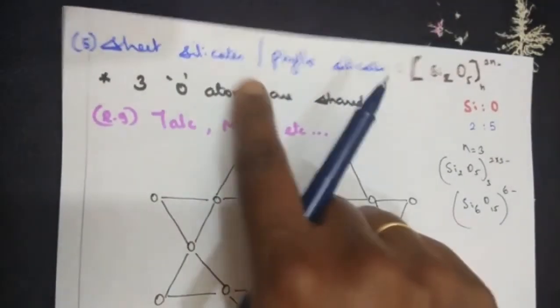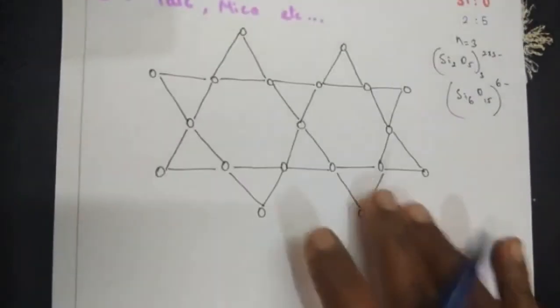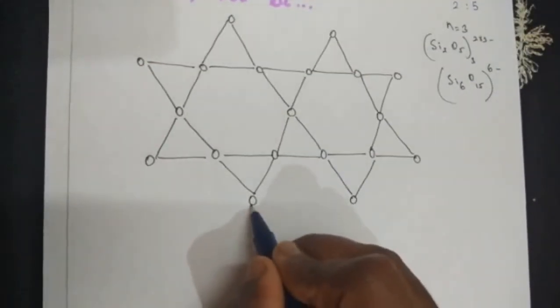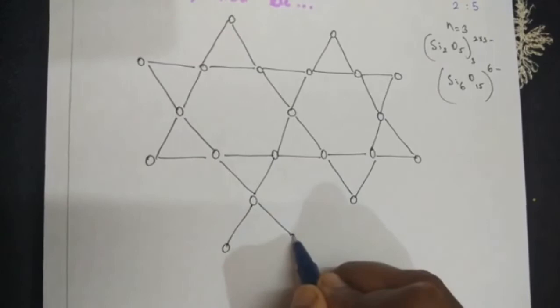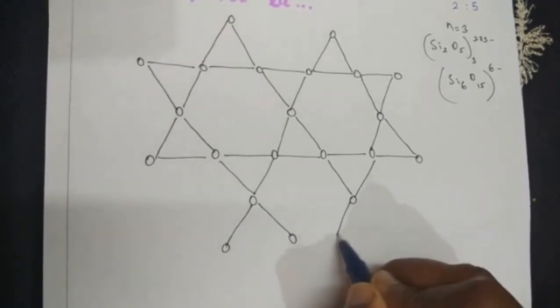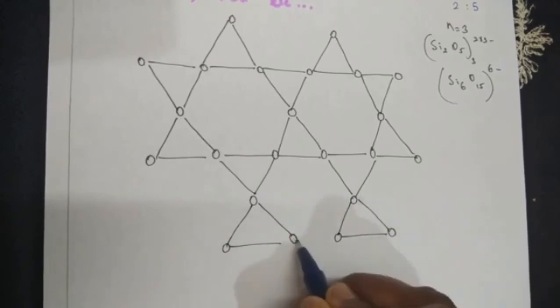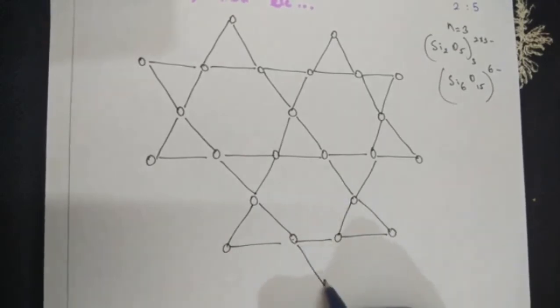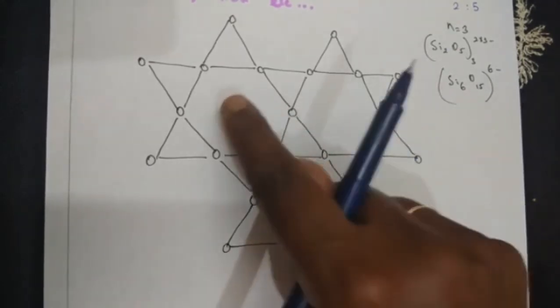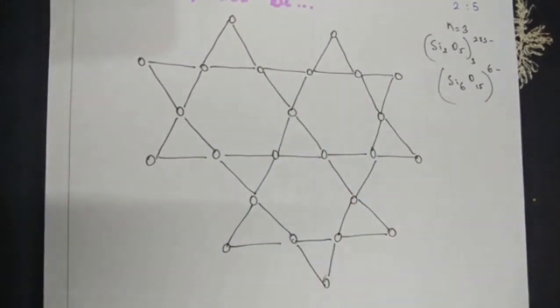We are talking about sheet silicates. Plenty of units should be joined here. Now repeat the same structures here down. One more and one more. If you combine them, you can have one more structure here. So 1, 2, 3, 3 stars have been joined.